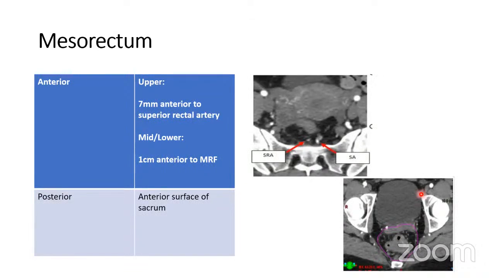Next, coming on to the anterior border. The anterior border in the upper slices, as I said, the upper border is at the bifurcation level, and you go 7 mm anterior to it. And this is important: in the mid and then the lower slices, we have to go at least 1 centimeter anterior to the mesorectal fascia. So if you see, this is the rectum, and here you can see the seminal vesicles. Whatever organ is there anteriorly, we have to go 1 centimeter into it from the anterior border of the mesorectal fascia. Then posteriorly, we include the anterior surface of the sacrum. That forms the posterior boundary of the mesorectal node.